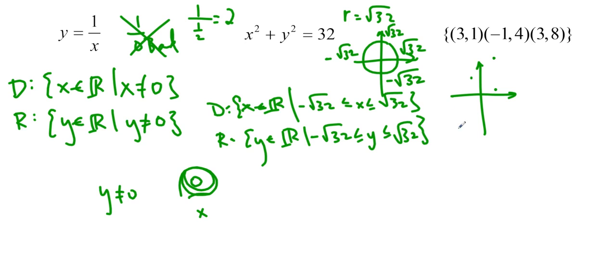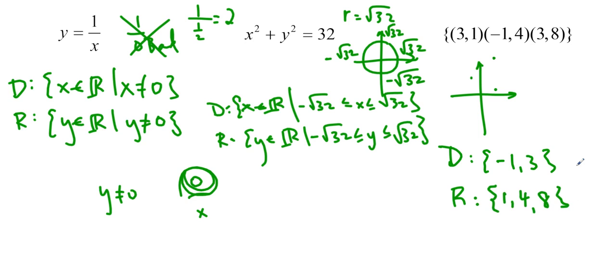So when you do your domain, you should have a list, and that list is just going to consist of these two things, negative 1, 3. Again, don't repeat. And range is, I should use my squiggly line. Range is 1, 4, and 8. Don't worry, I only have 2 left.